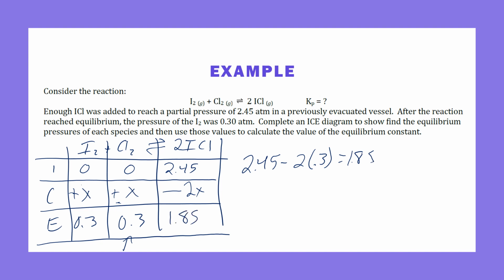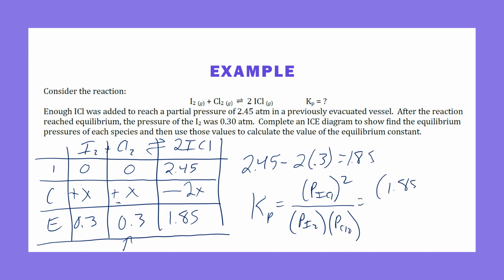Now we can go ahead and write our Kp expression. And remember, for pressures, you want to use partial pressure notation. So the pressure of ICl squared all over the pressure of I2 times the pressure of Cl2. And when we plug in those numbers, 1.85 squared over 0.3 times 0.3. And then you can solve for Kp, which is 38.